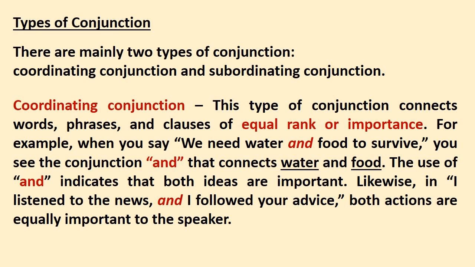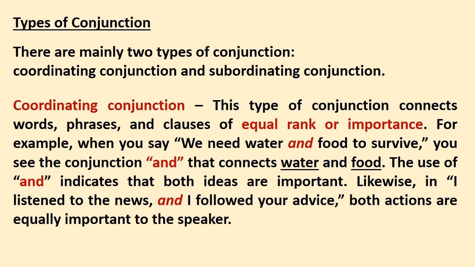There are mainly two types of conjunction: coordinating conjunction and subordinating conjunction. Coordinating conjunction. This type of conjunction connects words, phrases, and clauses of equal rank or importance. For example, when you say, "We need water and food to survive," you see the conjunction and that connects water and food. The use of and indicates that both ideas are important.